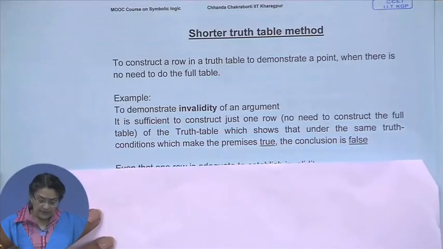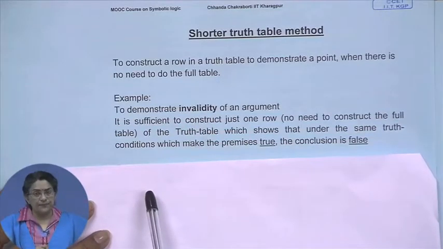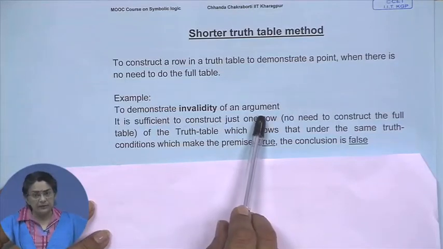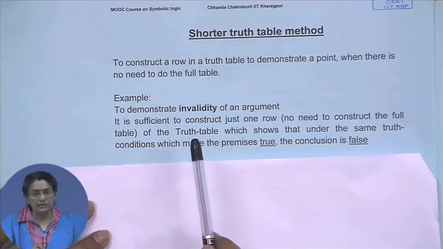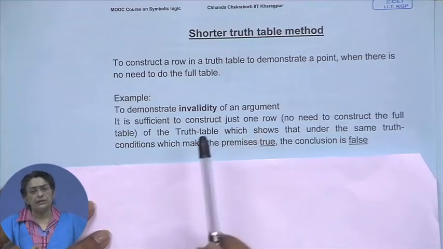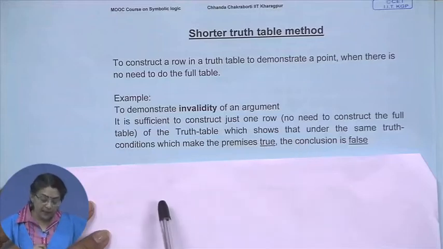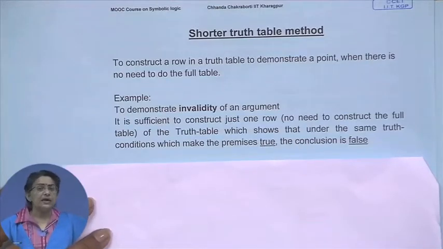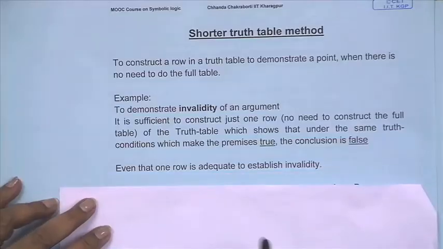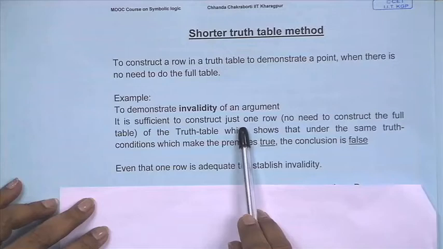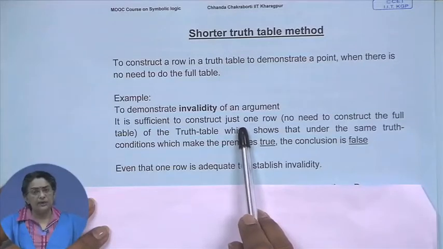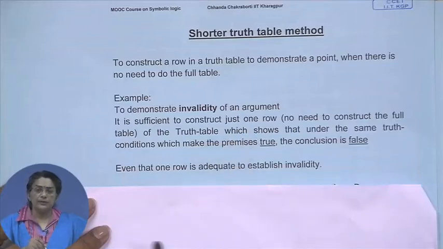Let us remind ourselves what this invalidity is about. A deductive argument is invalid when you have all the premises as true, but the conclusion is still false. That we know. The point is, how many such cases do I need to demonstrate for the argument to be invalid? And the answer is that it is sufficient to show even one case. Even one case, if you can establish correctly that this is where the premises are all true, but the conclusion turns out to be false, that is enough to take care of invalidity of the argument.